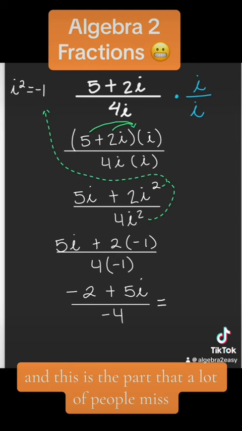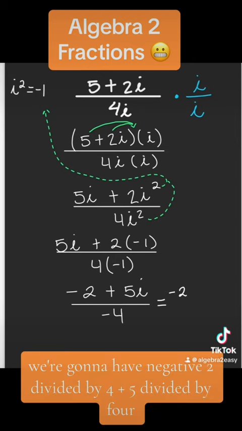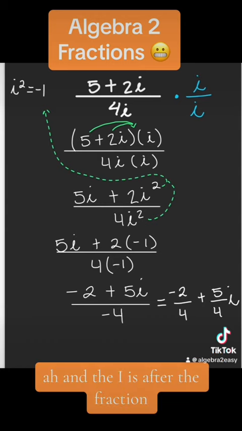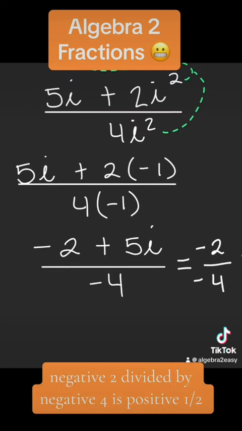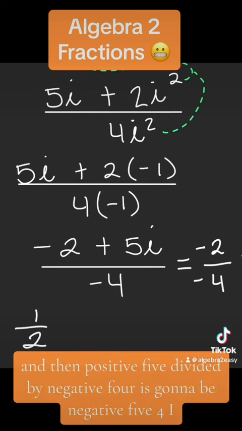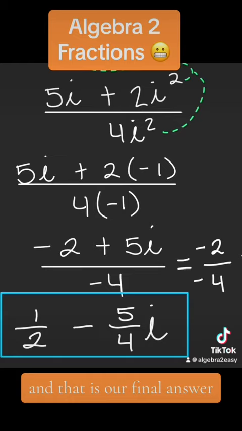And this is the part that a lot of people miss. We're going to have -2 divided by -4 plus 5 divided by -4 i, and the i is after the fraction. Now we can simplify each fraction appropriately. -2 divided by -4 is positive 1/2, and then positive 5 divided by -4 is going to be negative 5/4 i. And that is our final answer.